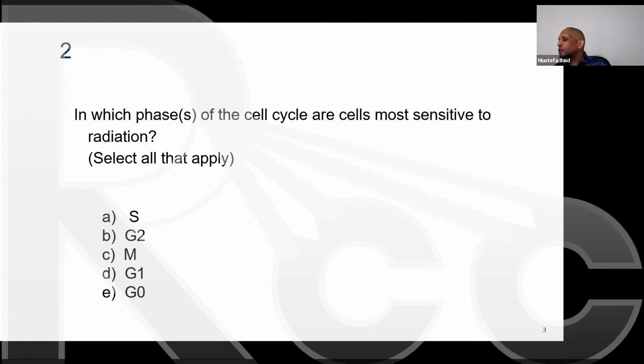So if we go with 50%, M phase is one of them, and the other one is G2. These are the times when the DNA is more sensitive, and when the cells are more sensitive, they're prone to die from radiation. So the two answers are B and C.